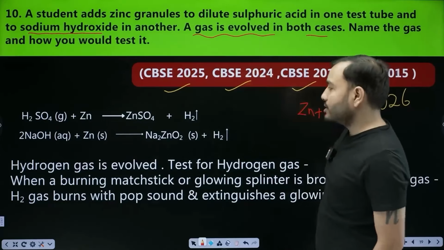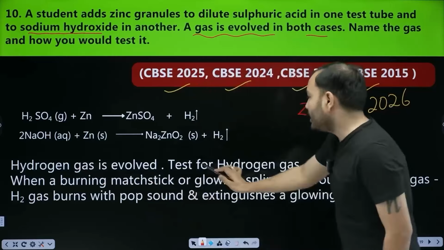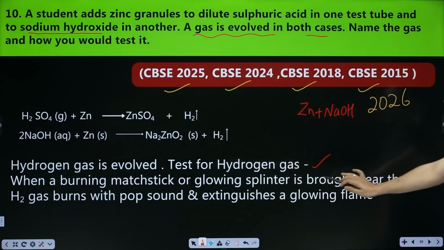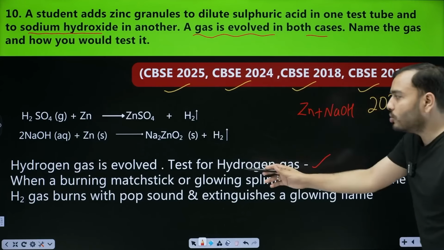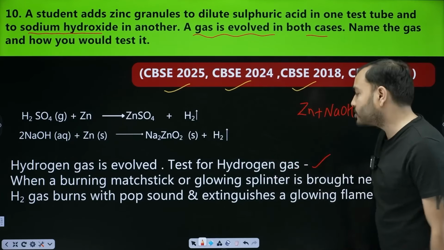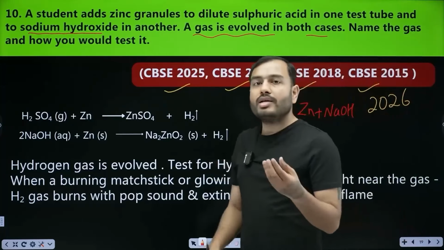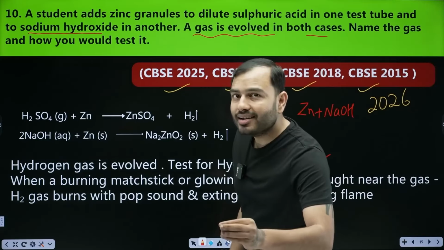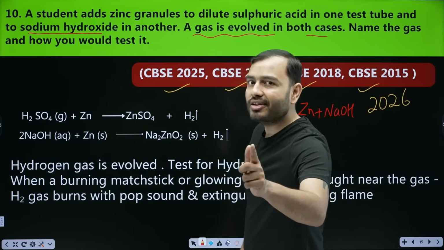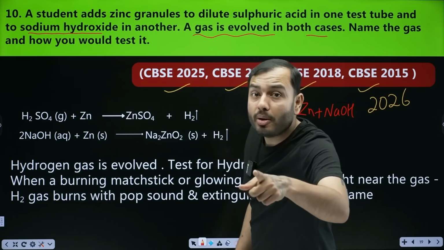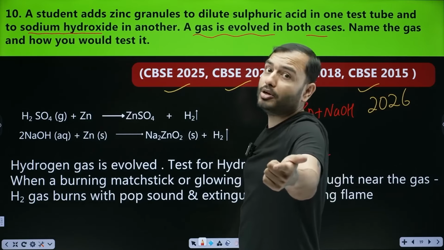Name the gas and how would you test it? Hydrogen gas is evolved. What is the test for hydrogen gas? When a burning matchstick or a glowing splinter is brought near the gas, H2 gas burns with a pop sound and extinguishes a glowing flame. It does extinguish. Why? Because hydrogen is combustible but not a supporter of combustion. It will burn itself but extinguishes the fire.